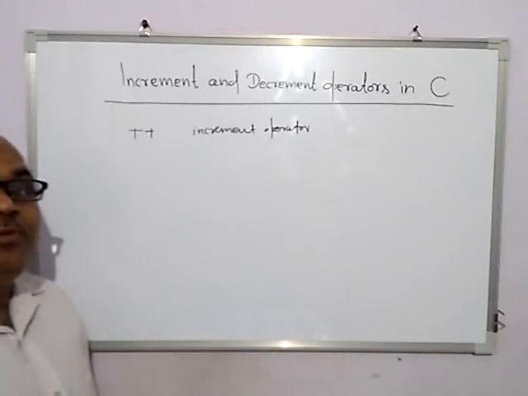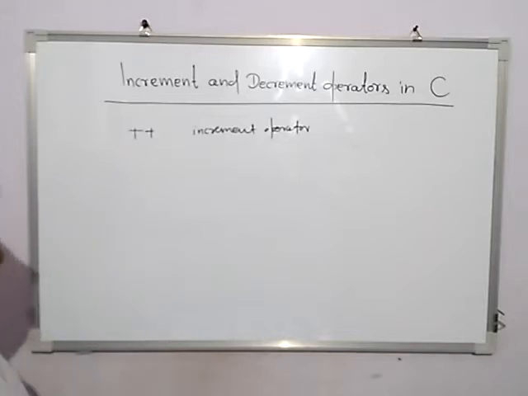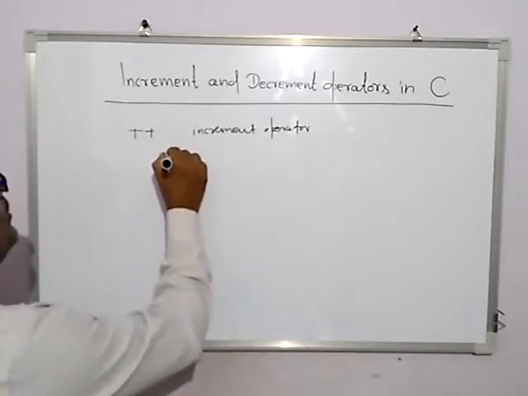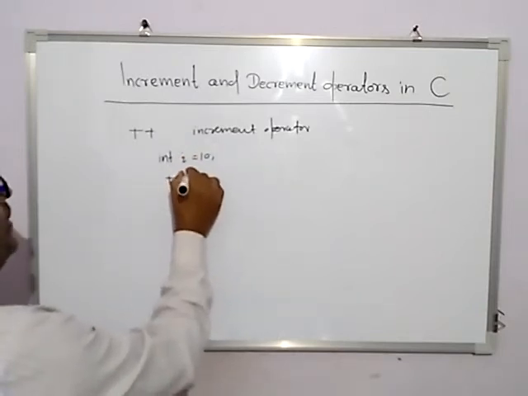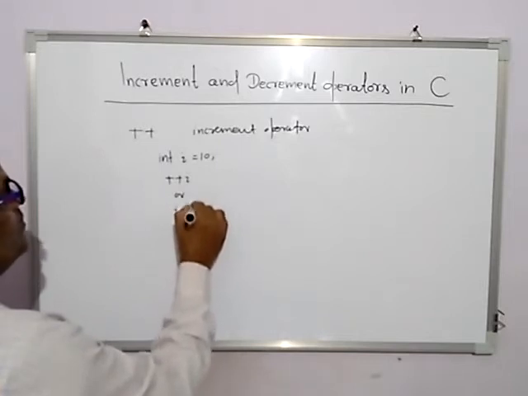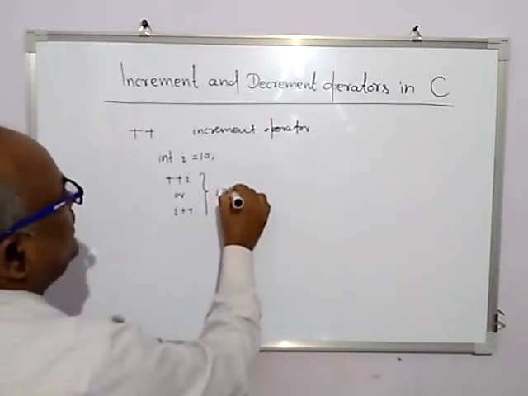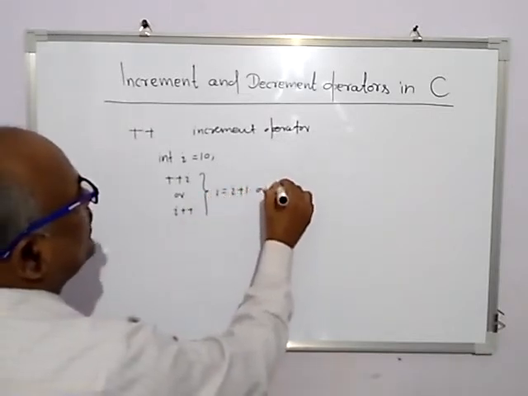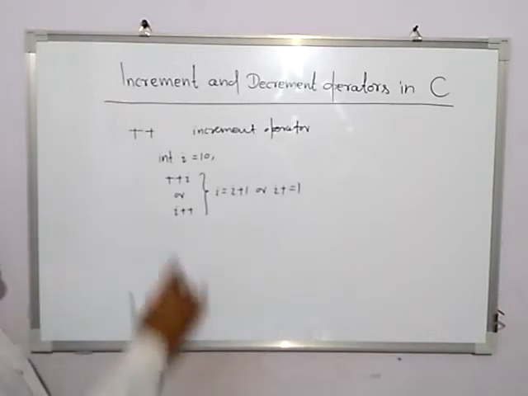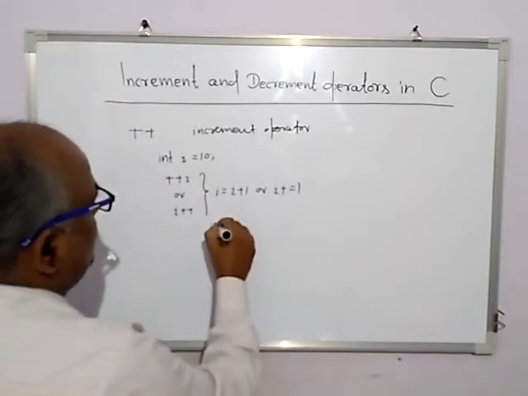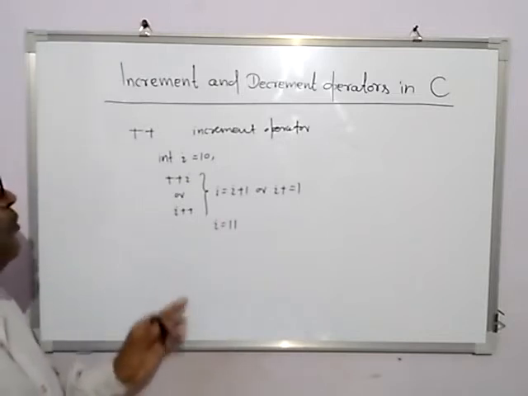It increases the value of the variable by 1 and it is a unary operator because it requires only one operand. So if you take the example int I equal to 10, then plus plus I or I plus plus, what does it mean? Plus plus I or I plus plus means that is I equal to I plus 1, or we can write I plus equal to 1. That means if I equal to 10, plus plus I or I plus plus means that I equal to 11. It increases the value of the variable by 1.